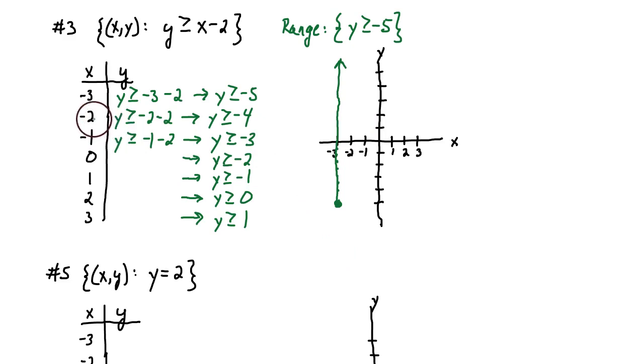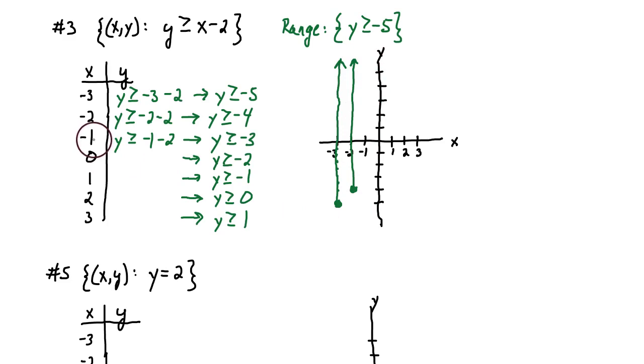Next row of the table, when x is negative 2, y is greater than or equal to negative 4. Here's negative 2, and then go straight down till you get to negative 4, and mark that with a closed dot. But then show everything greater than negative 4 by drawing upwards and putting an arrowhead on the end.